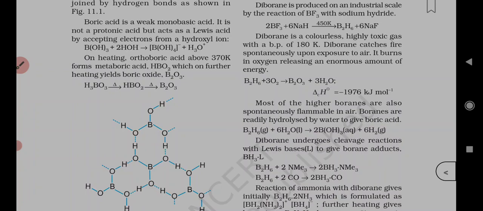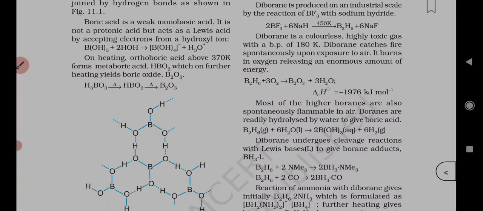The 4 terminal BH bonds are regular 2 center 2 electron bonds, while the 2 bridge BHB bonds are different and can be described in terms of 3 centered 2 electron bonds. So the 4 terminal hydrogen atoms and the 2 boron atoms lie in one plane. Above and below this plane there are 2 bridging hydrogen atoms.